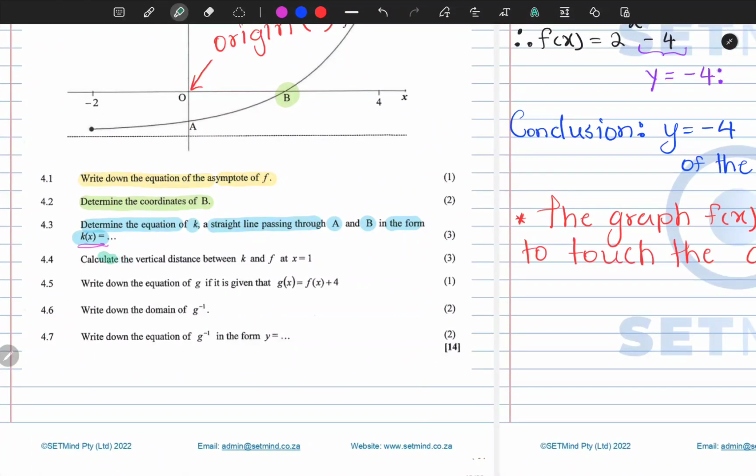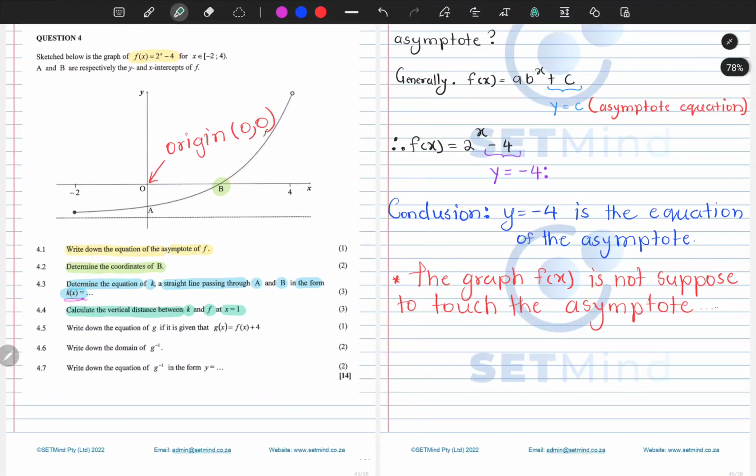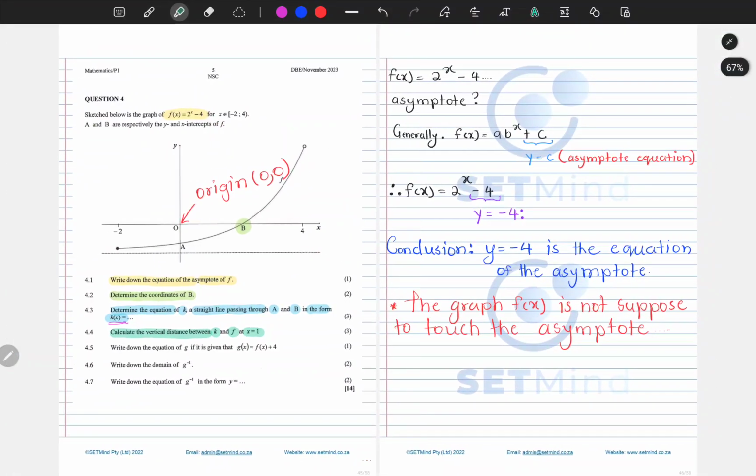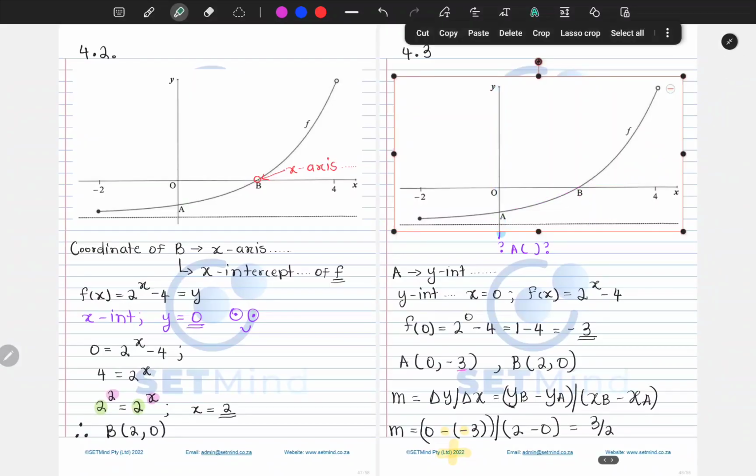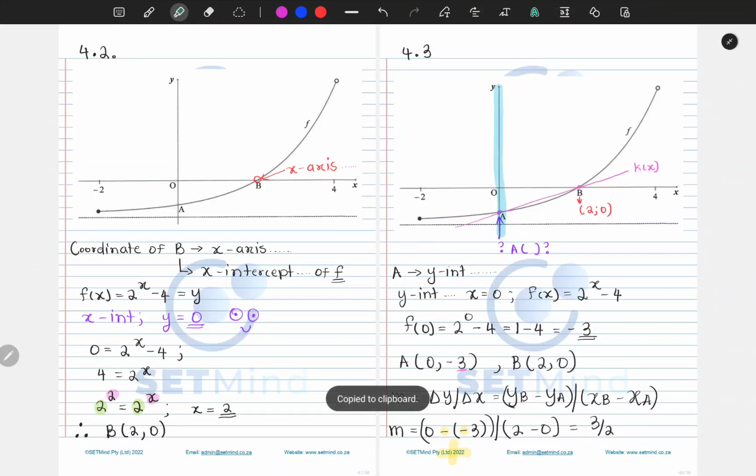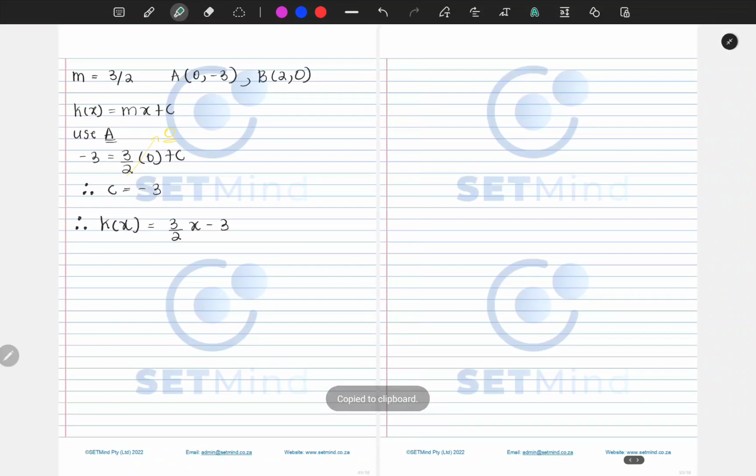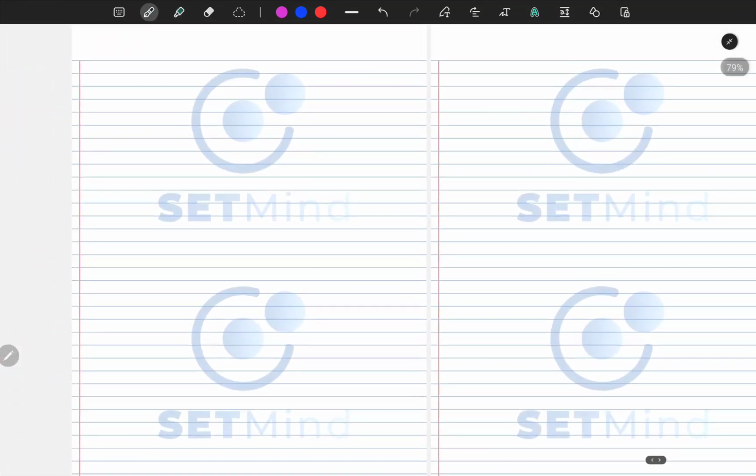The next one, they say we should calculate the vertical distance between k and f at x is 1. So at x is 1, we need to figure out what is the distance between k and f. Okay. So let's go ahead and see what is going to happen here. And this is 4.4.